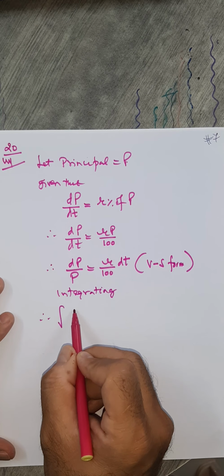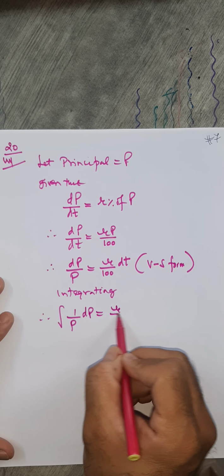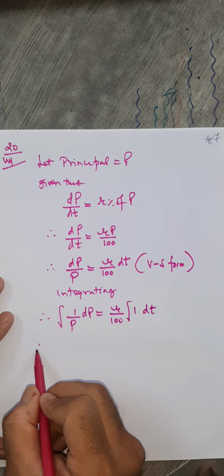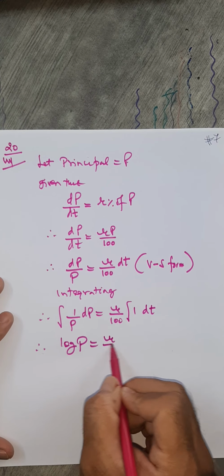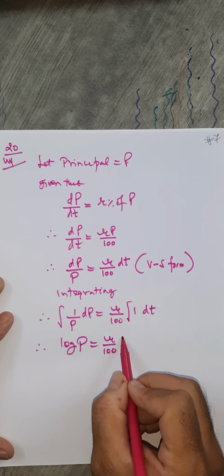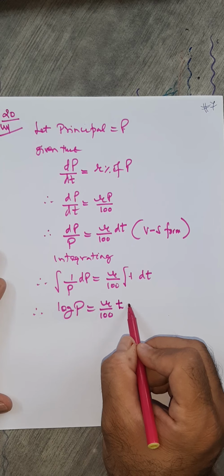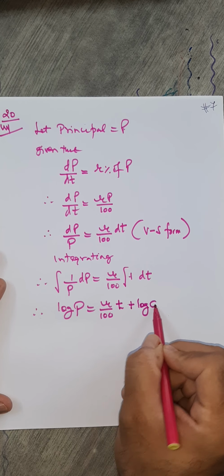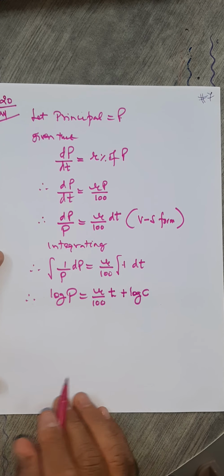So the integral of 1 upon p with respect to p, r by 100 being constant, I'll keep it outside, and the integral of 1 with respect to t. You know this is log of mod of p, r by 100 constant. This is t, the integral of 1 with respect to t. You can write c or log c as a constant. I have one log function, so I have written log c as a constant instead of just c.